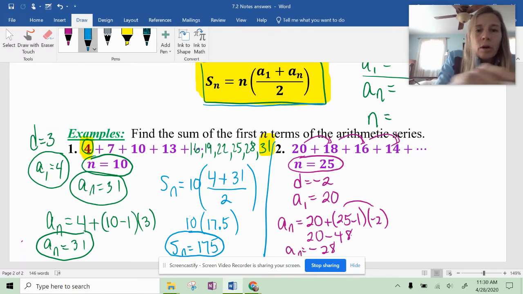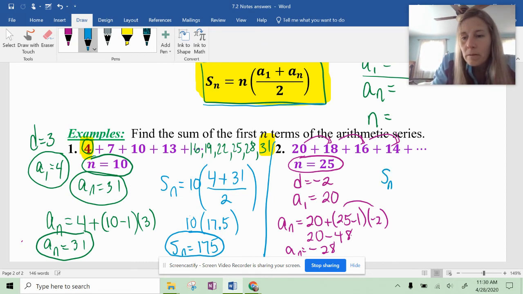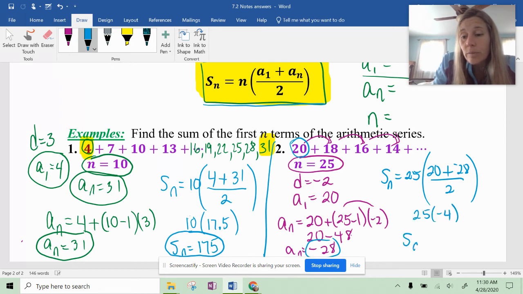So now I can put it all into the sum formula. So 25 is my n that goes on the outside. And then I have to average my a sub 1, which is 20, with my last term, which is the negative 28 that we just calculated. So that's going to give me negative 8 divided by 2, which is negative 4. And then when I multiply that together, I get negative 100.